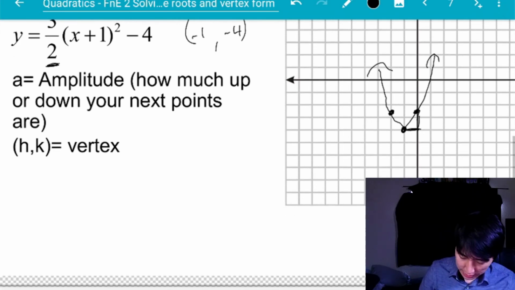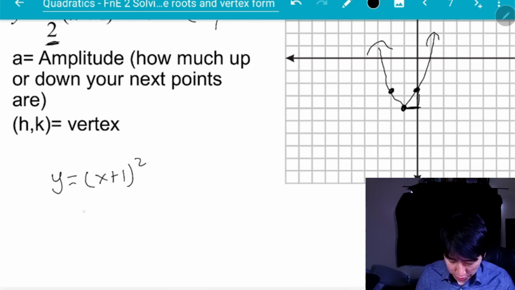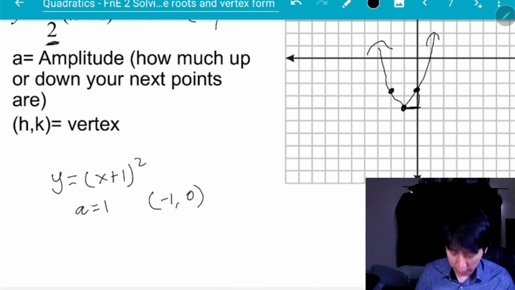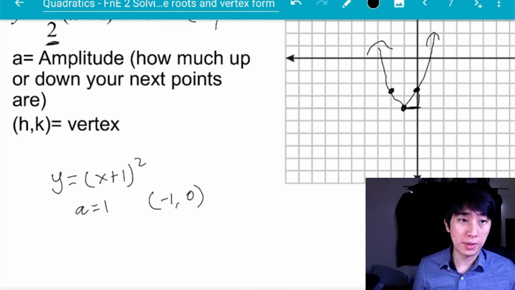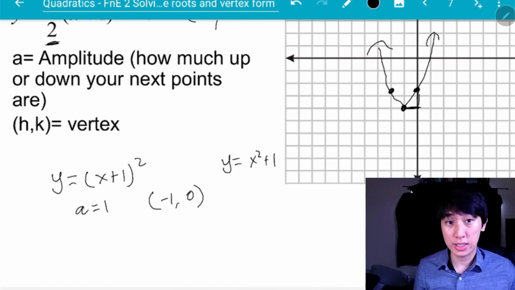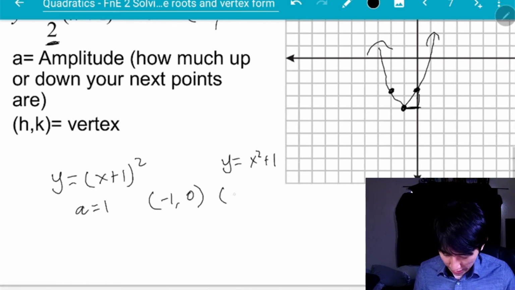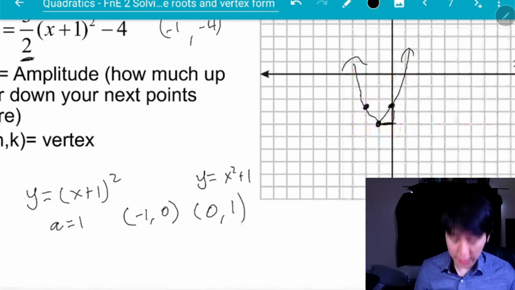Okay, last thing is if you have something like this, y equals parentheses x plus 1 squared. My amplitude in this case is going to be equal to 1, and my vertex is -1, 0. If there's no h, there's no k, then those numbers are just going to be 0. So for example, if I had y equals x squared plus 1, there's nothing connected to my x. There's nothing inside my parentheses. So that means my x value in this case is 0 and my y value in this case is 1. So again, if there's nothing in the h or k slot, it's a 0.